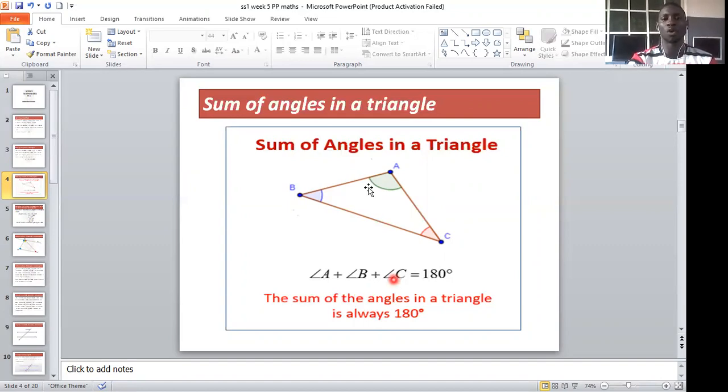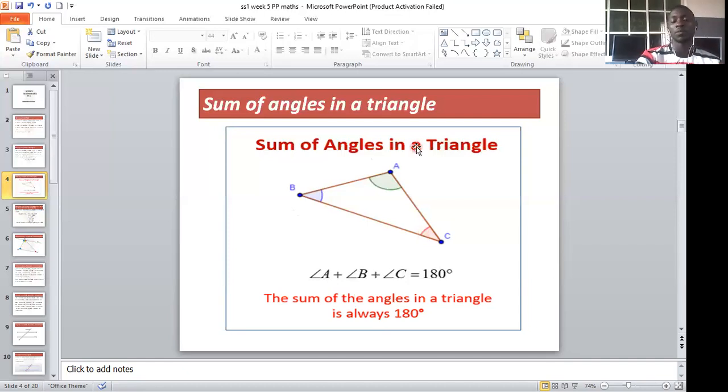I said, provided you are given angle A and angle B, and angle C is missing, you don't have to worry about that. All you need to do is sum angle A plus angle B plus the missing C equated to 180. Then you make C the subject of the formula, and you get the value of angle C.